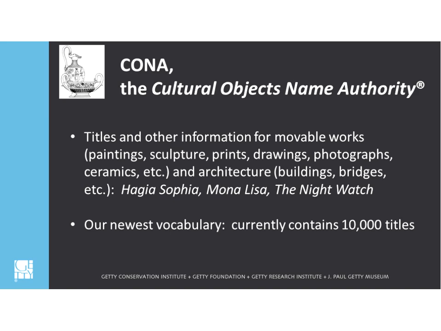So at the moment, CONA contains 10,000 titles, but in the next few years, we're going to do a concerted effort to get partner institutions to work with us to build up a critical mass of information. We think that this will be a key part of the semantic web.